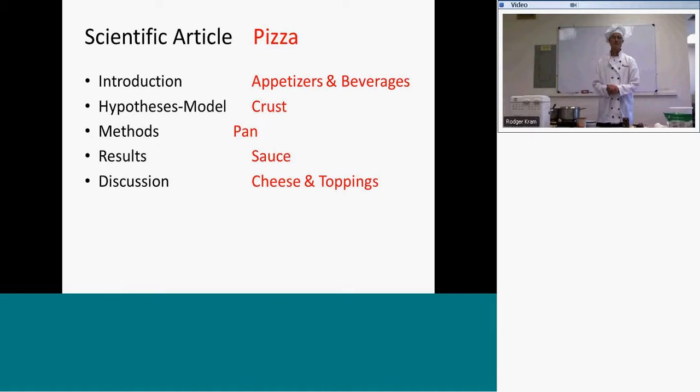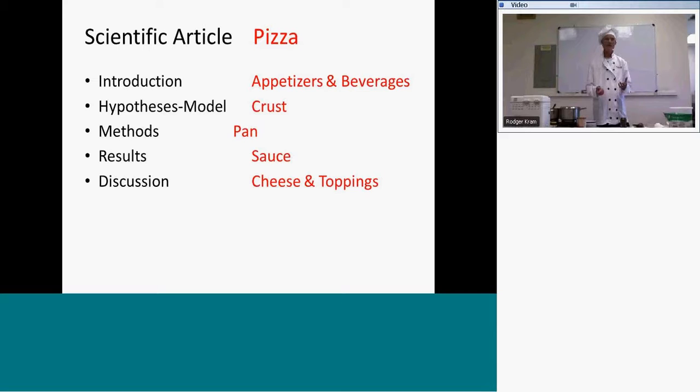All right, so I'm going to close here with a reminder of my crazy analogy between writing a scientific article and making a pizza. Introduction is like appetizer or root beer. Your hypothesis or your model for your experiment is the foundation. It's the crust of the pizza. It's what everybody talks about. When you talk about Chicago style or New York style, you're talking about the crust.